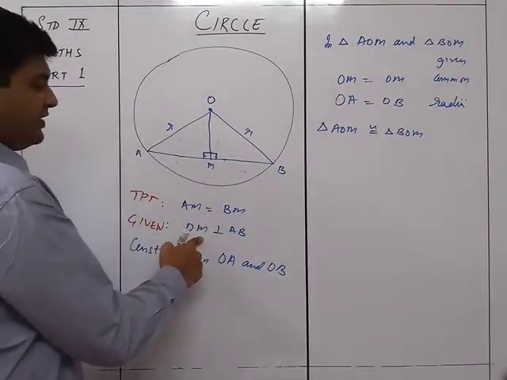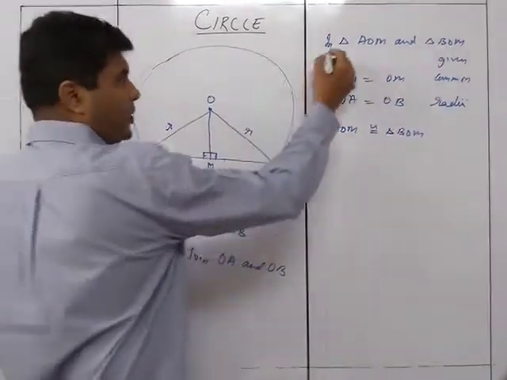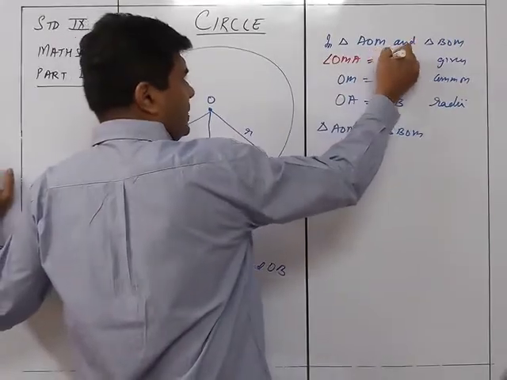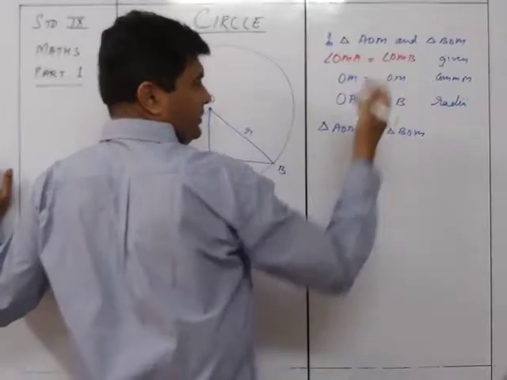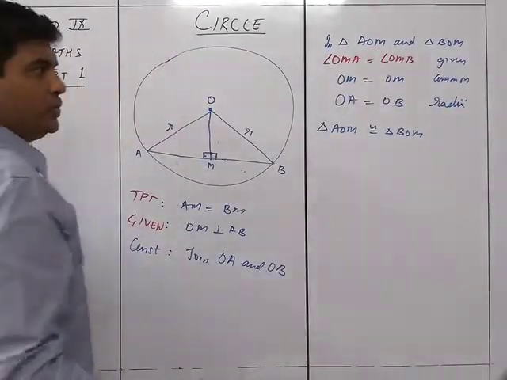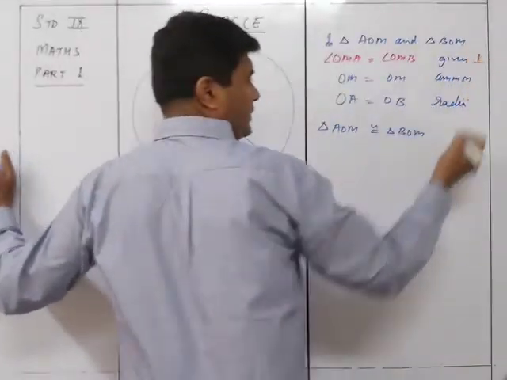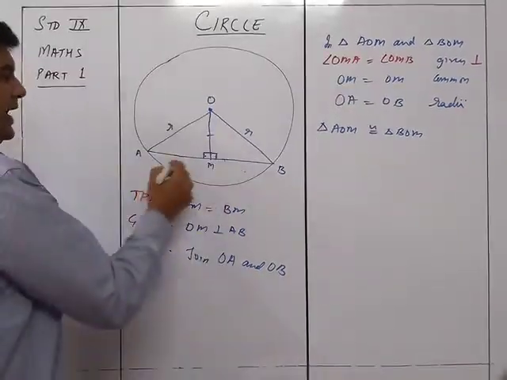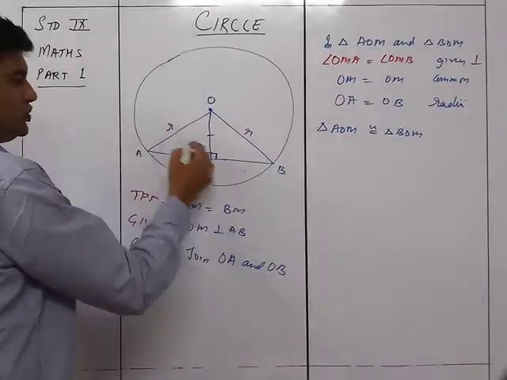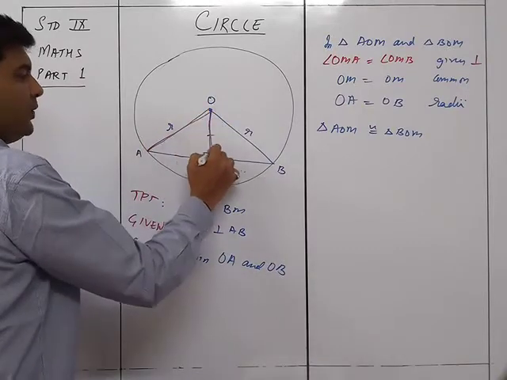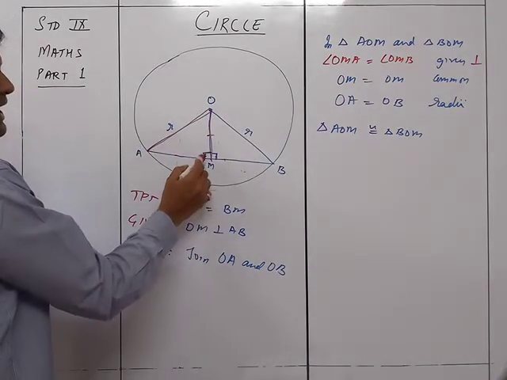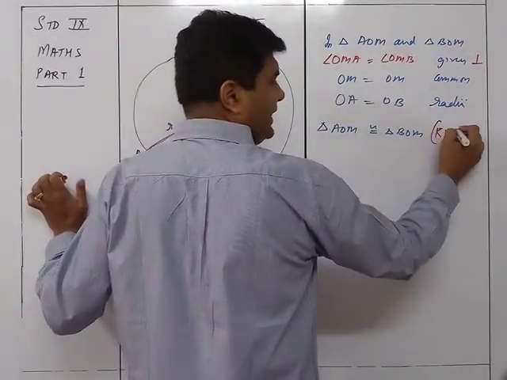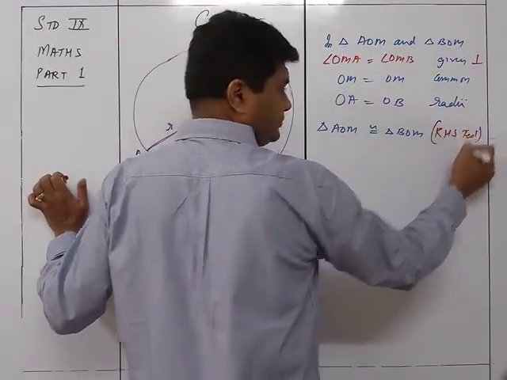So now, given is OM is perpendicular to AB, therefore, we will say that angle OMA is equal to angle OMB, given perpendicular. Then OM is equal to OM. So this is equal to this, and this is 90 degrees, and this is the radius. So what is the test which you are using? It is RHS. So it is congruent by RHS test.